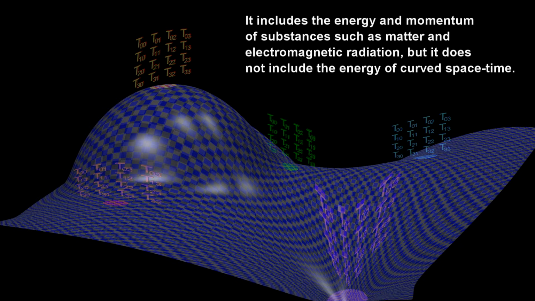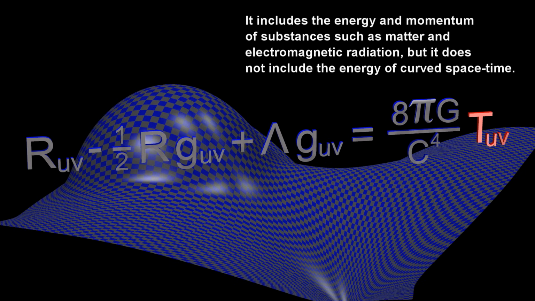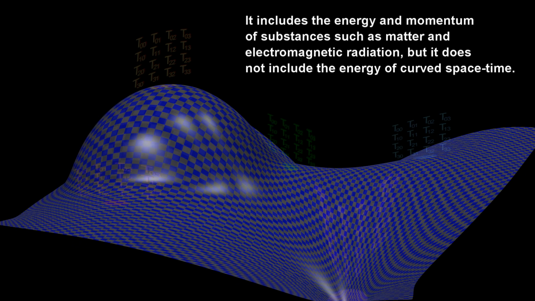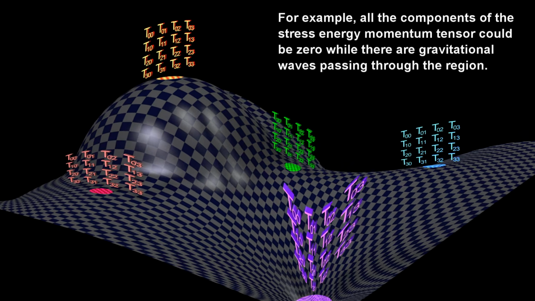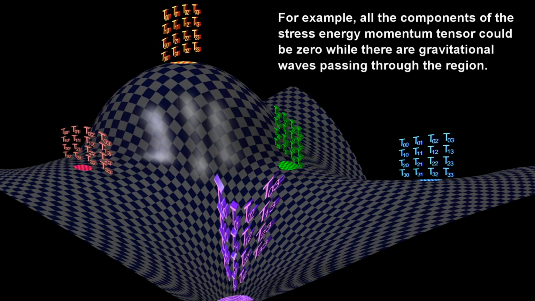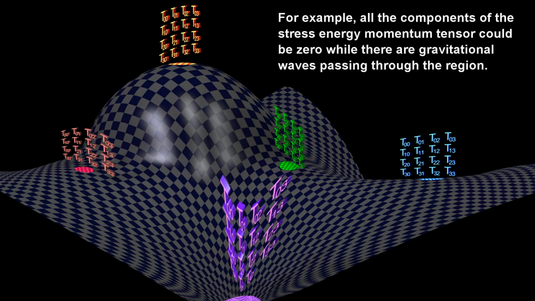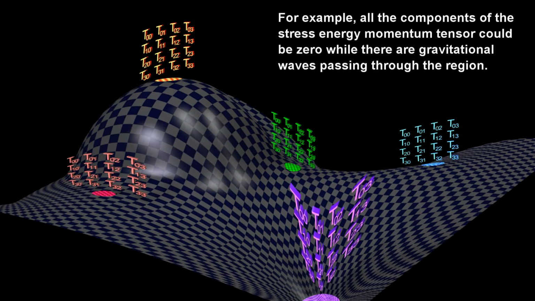It includes the energy and momentum of substances such as matter and electromagnetic radiation, but it does not include the energy of curved space-time. For example, all the components of the stress-energy-momentum tensor could be zero while there are gravitational waves passing through the region.